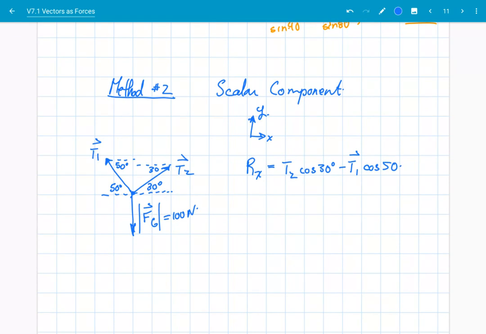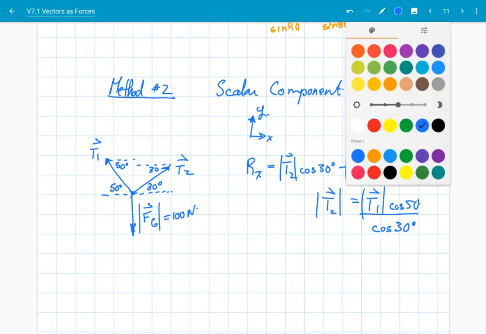And we'll solve this for T2 right away. Of course, that's equal to 0. There are no other forces. They have to be in equilibrium, so the result has to be 0. So we're dealing with the magnitudes, of course, of T2 and T1. So T2's magnitude will be T1, there should be a 1 there, cos of 50 over the cos of 30. Okay, so we solved for T2.